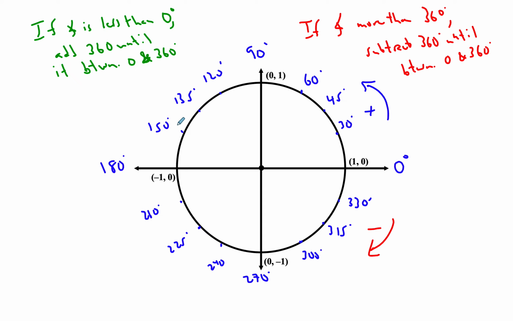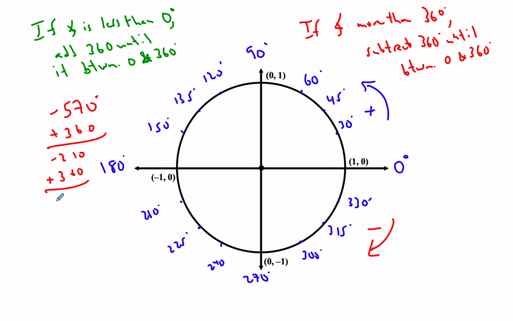So let's say we had an angle of negative 570 degrees. So what you do first is you add 360, and you get negative 210. Don't give up. Add another 360.